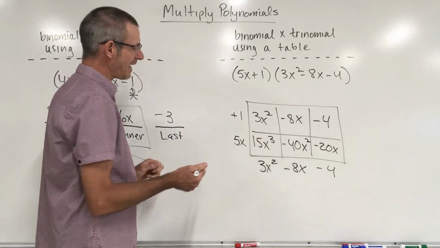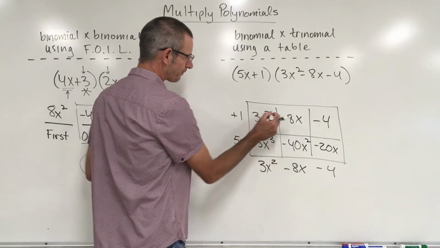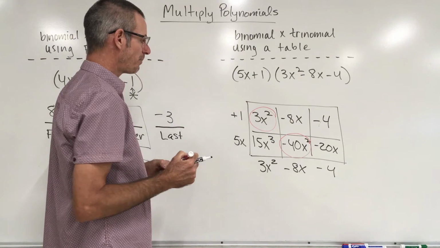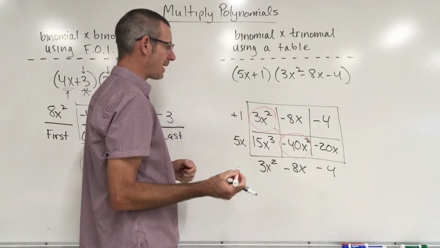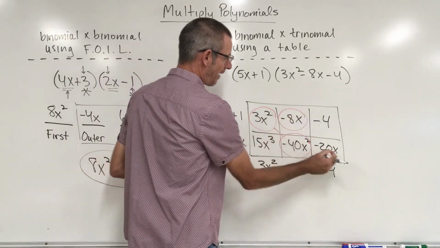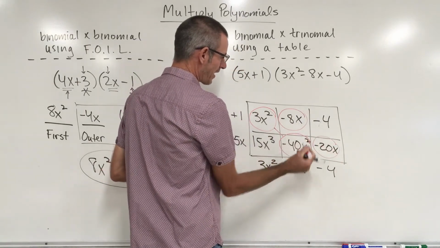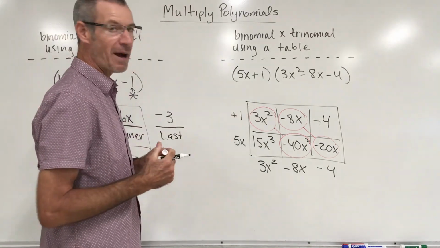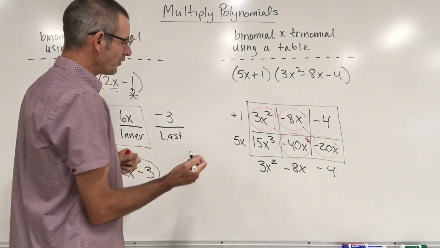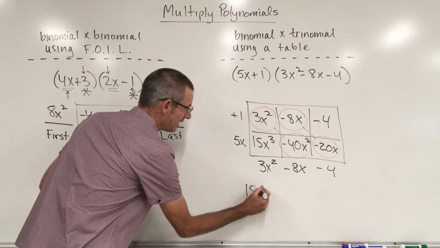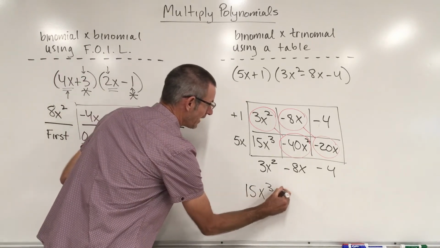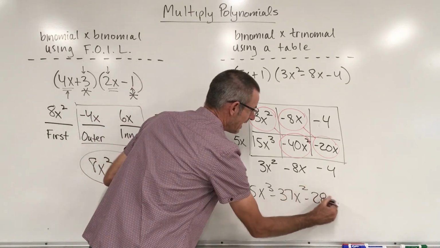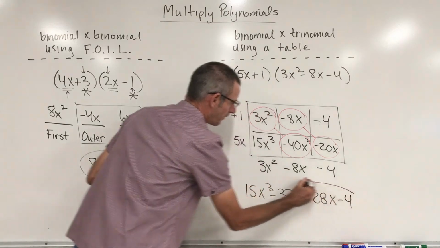And what I need to realize now is that this term and this term have the same variable and the same exponent. So those are like terms and they will be combined. This term and this term have the same variable with the same exponent, so they will be combined. So although I have 6 terms right now, my final answer will only have 4 terms. So my final answer is 15x to the third minus 37x squared minus 28x minus 4.